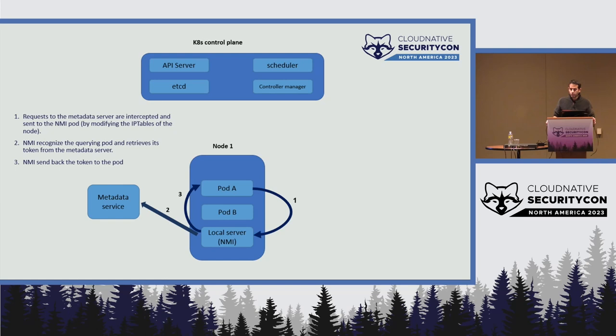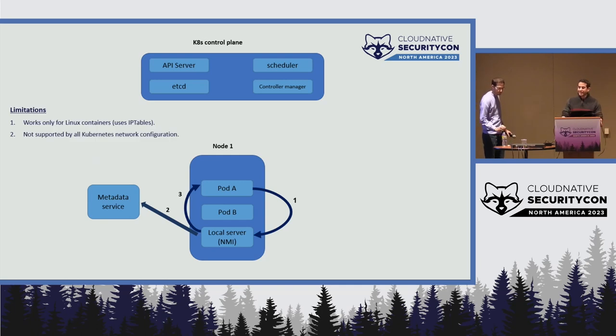So we will quickly go over how AAD Pod Identity operates. The first step is that traffic from pod A to IMDS is intercepted and redirected to a local server. That's the NMI pod that you see on the screen. Then the local server requests pod A's identity from the metadata service. And with step three, the NMI returns the IMDS response, the token, back to pod A. AAD Pod Identity has a few limitations that we won't really cover today, but I should just mention that AAD Pod Identity does not support all CNIs.